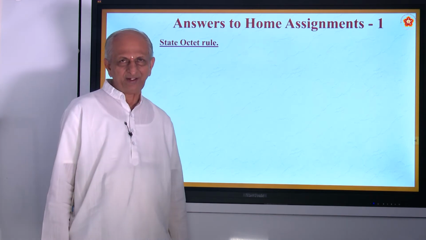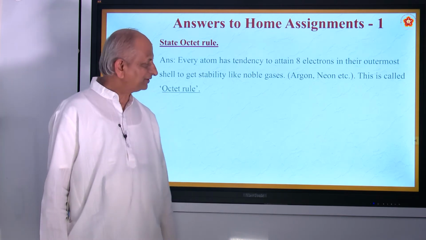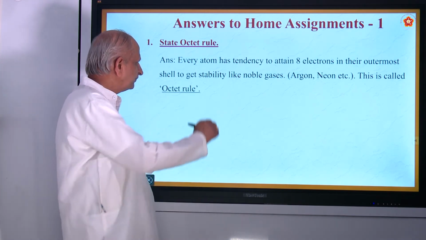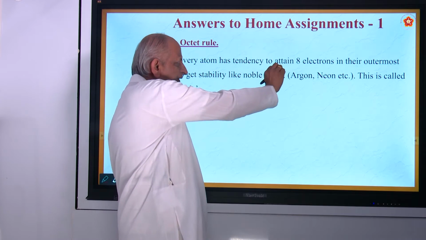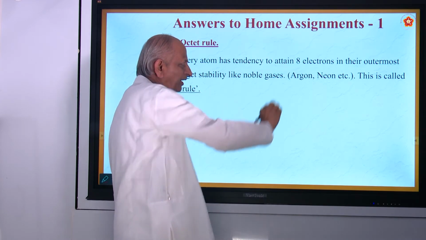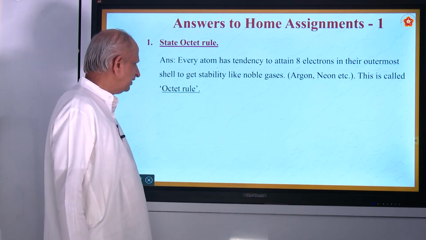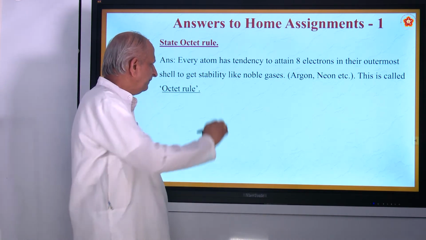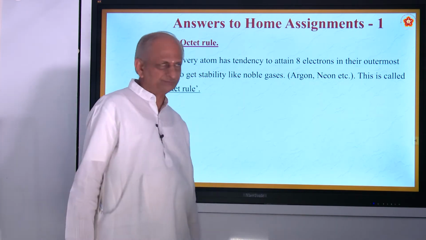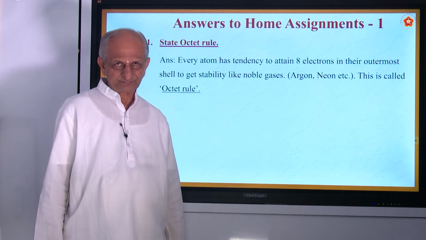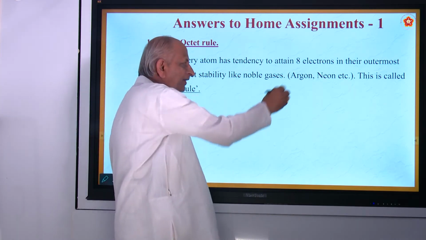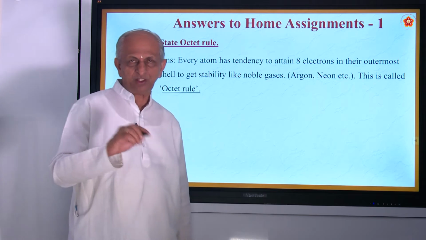I think some of you might have answered. First question, state the octet rule. Every atom has a tendency to gain 8 electrons in the outermost shell to get stability, like noble gases. What happens to noble gases? They neither lose electrons nor gain.